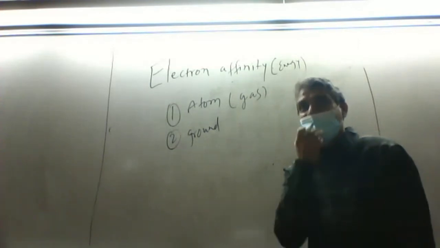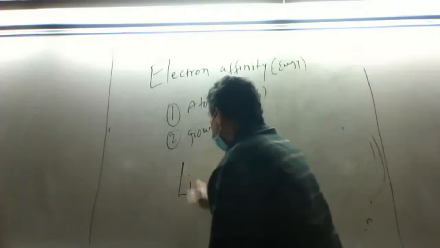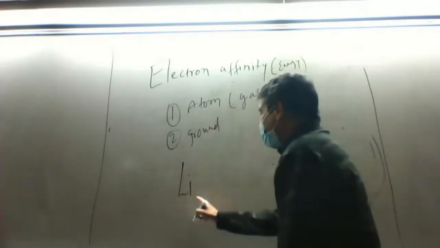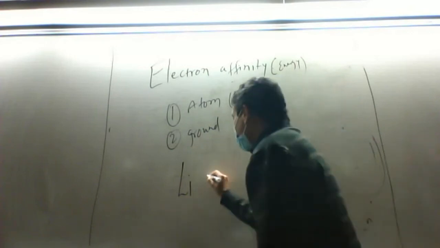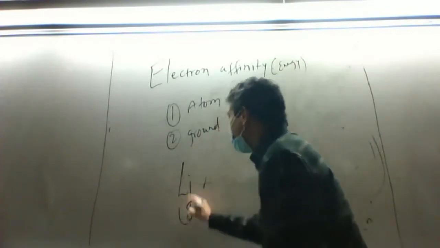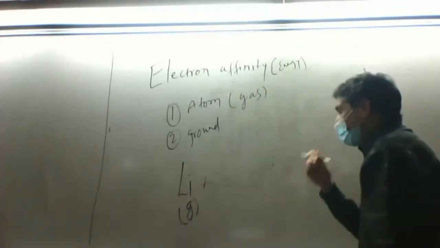It has not absorbed any energy, right? So let's talk about the lithium here. So this is a lithium, right? Now this is the atom you find in nature, like in the periodic table. Now this is in the gaseous state, and it is in the ground state, meaning the electron has not jumped off already.